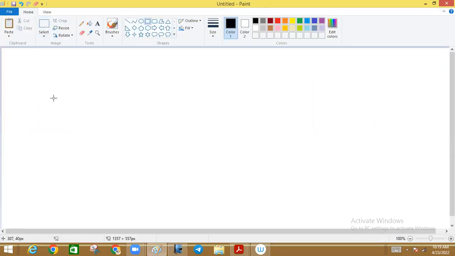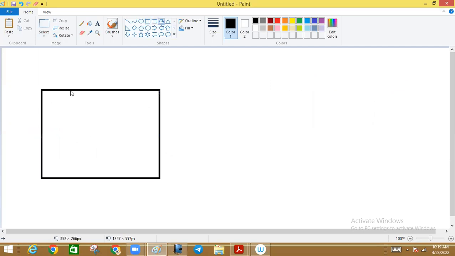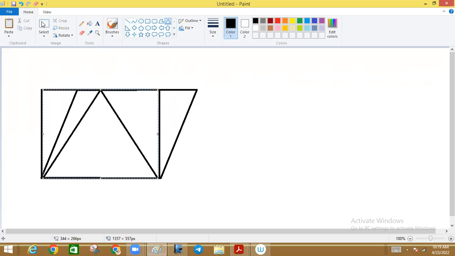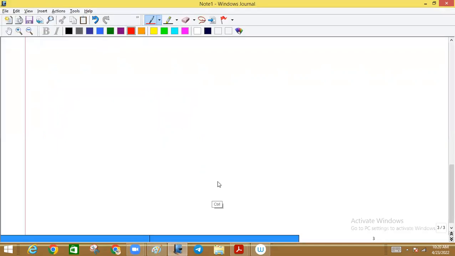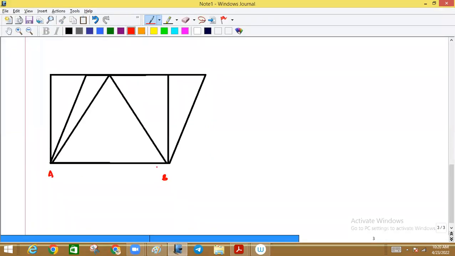If I take a rectangle, a parallelogram, and a triangle, ABCD, ABEF, let it be G. Right? Area of ABCD is equal to area of ABEF. It is actually 2 times the area of ABG.